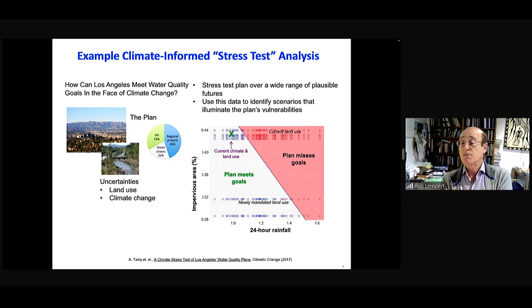And so what you get from this is a sense of what combinations of land use and climate changes, in this case, the intensity of the 24-hour rainfall, the plan can take, and what combinations push the plan out of compliance. And given deep uncertainties in both these drivers, this is much higher confidence information.